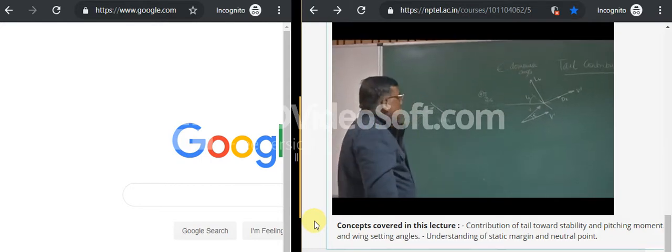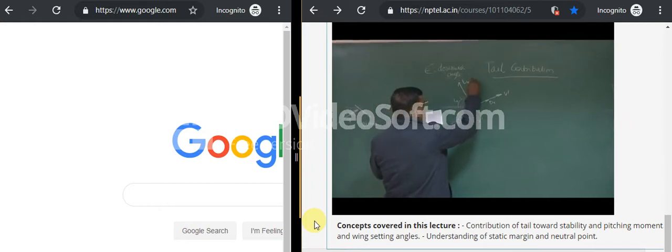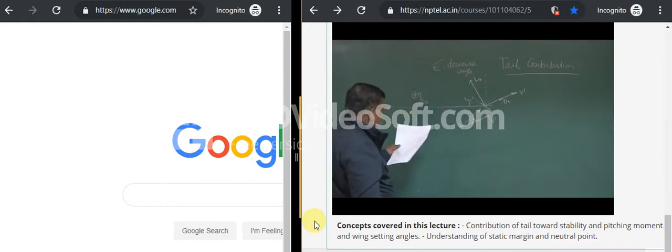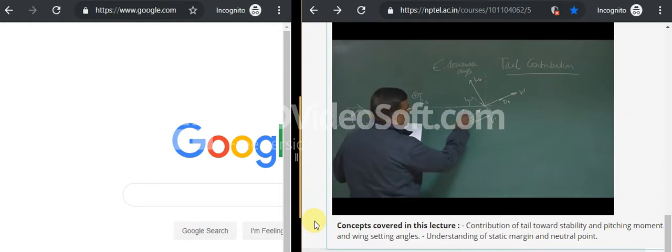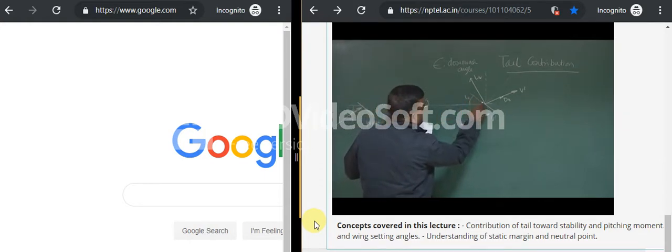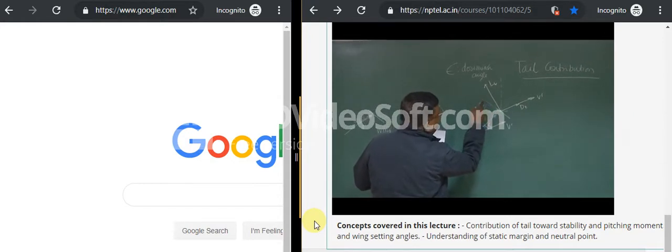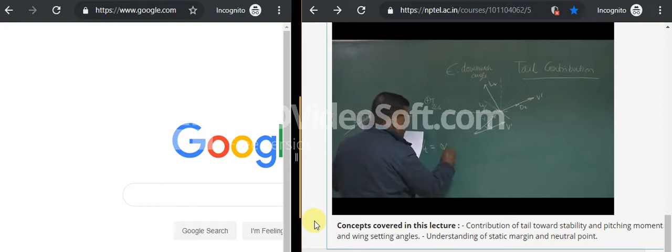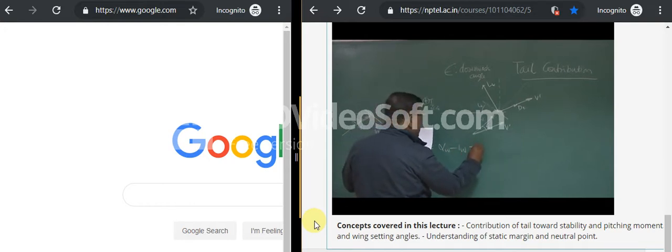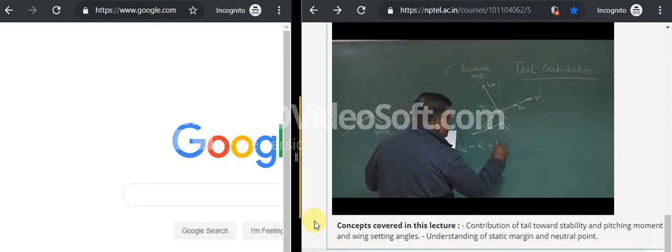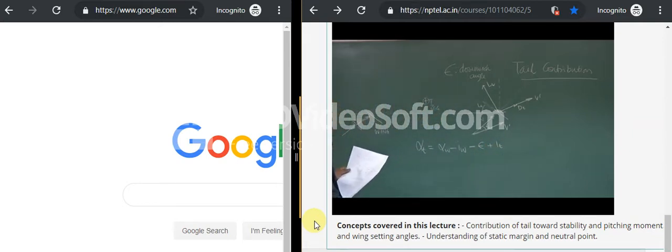Okay. So if I do that, and now I again use this diagram, I understand two things here. One is, what is alpha t? What is the tail angle of attack? From the diagram you could see, this is the tail, okay? Alpha t will be, let me write, then you understand better: alpha w minus IW minus epsilon plus IT. Is it clear or not?